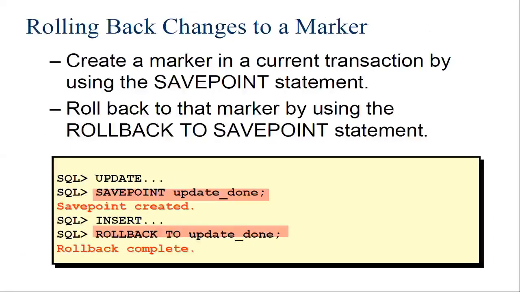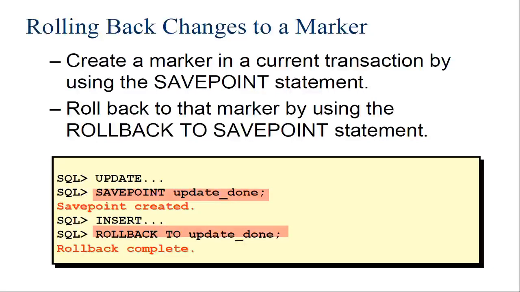Rolling back changes to a marker. We already said what the difference is between rollback and save point. A save point is a kind of marker, a point where you want to get back to. It is an intermediate stage of your entire transaction. Create a marker in the current transaction by using the save point statement. It works as an indicator or a marker at a stopping point. Then roll back to that marker by using the rollback to save point statement.